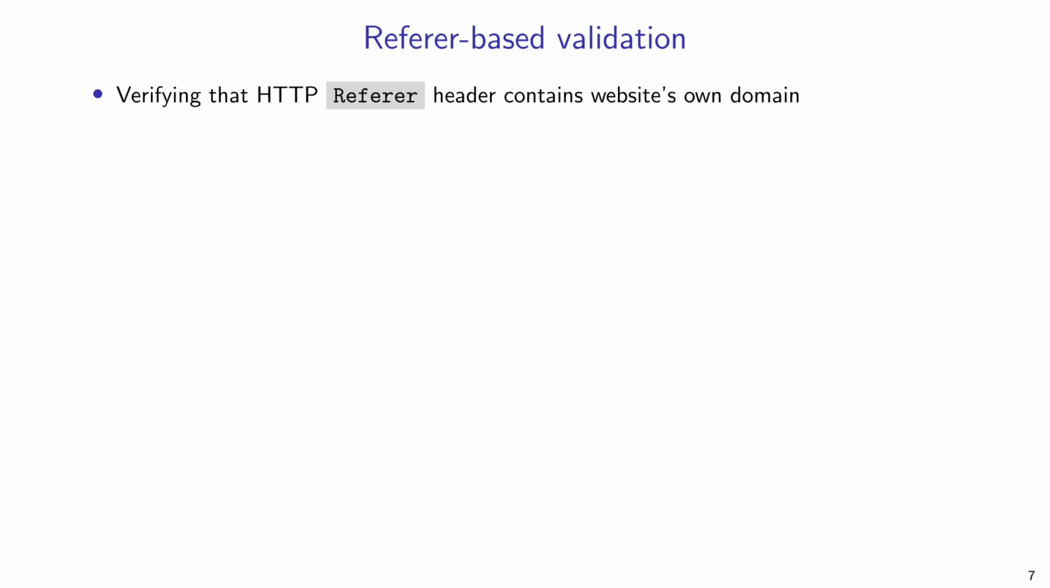Some applications use referer-based validation to prevent CSRF attacks. Normally, this is done by verifying that the HTTP request's referer header contains the website's own domain. If it does, then we can conclude that the request comes from the same site and therefore could not have been forged.